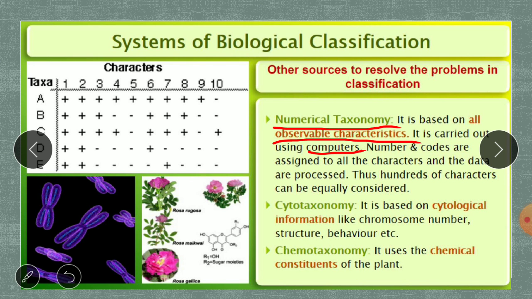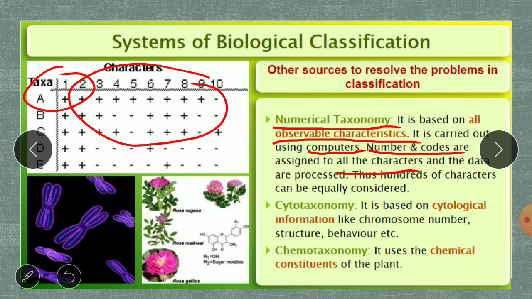And in the computers, they store this information based on numbers and codes. So, numbers and codes are assigned to all the characters. Here you can see the numbers and codes were assigned to the different taxa, and based upon this, the characters were being stored in the computers. In this manner, hundreds of characters can be easily and equally considered.